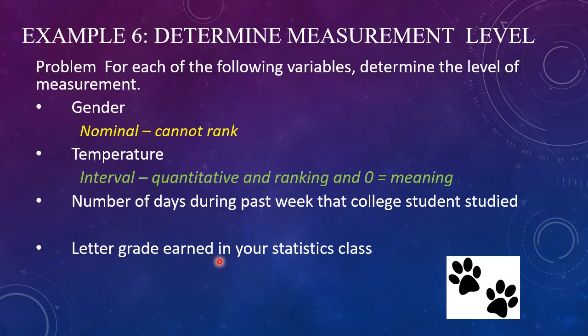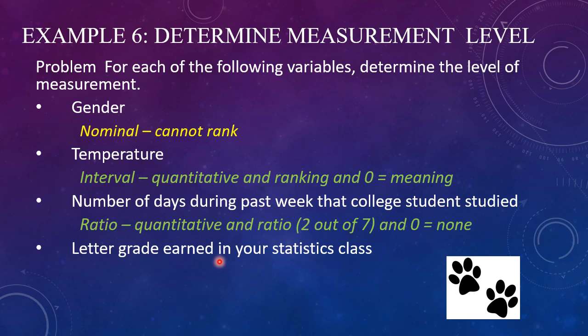The number of days during the past week that a college student studied. Now here, again, we have a number, so it's quantitative, so we know it's either interval or ratio. Can we multiply them or rank them? Of course we can. We know that studying 4 days a week is double the amount of studying 2 days, so that's a sort of a ratio or a multiplication of those values that gives some kind of ranking. Also, we could say that 2 out of 7, so it also is indicative of a ratio as well. So we have quantitative, we have ratios, and we also know that 0 means that there wasn't anything in this category. 0 days, meaning the student did not study. So it means that there's the absence of that variable.